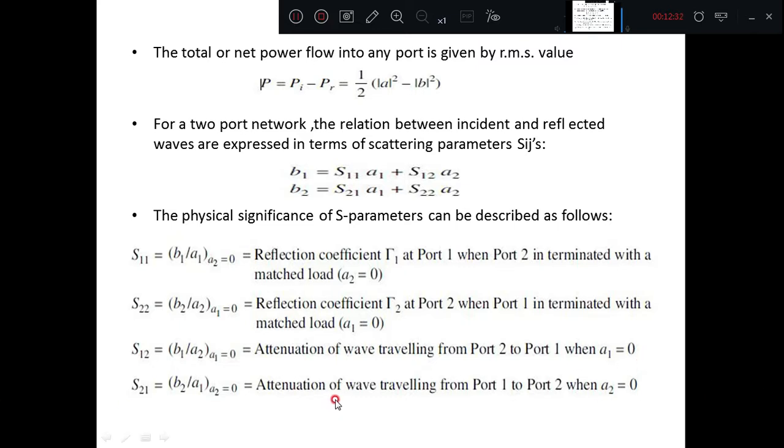Similarly, when the signal is traveling from port 1 to port 2, making A2 equal to 0, that is given by S21, that is B2 divided by A1, with A2 equal to 0. So these are the different scattering parameters. S11 is known as the reflection coefficient tau 1 at port 1, S22 is known as the reflection coefficient tau 2 at port 2, S12 is the attenuation of the wave traveling from P2 to P1, and S21 is the wave traveling from P1 to P2.